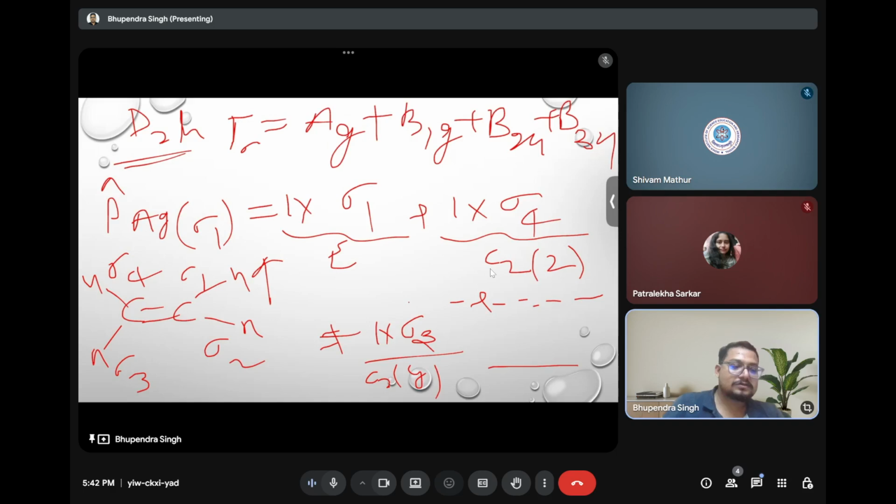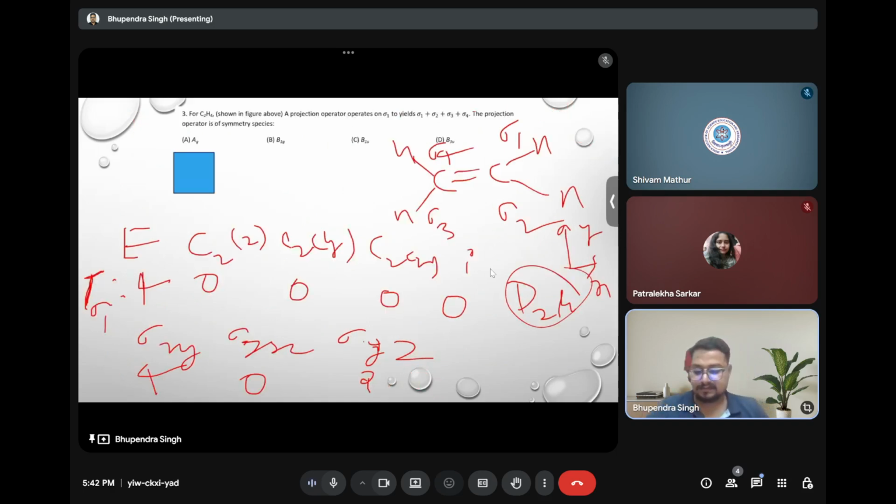So this is how you solve. You can also solve for other symmetry species.